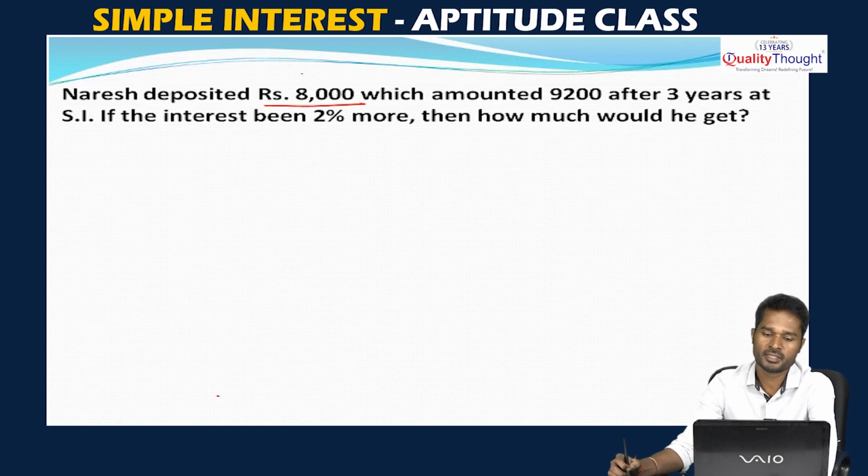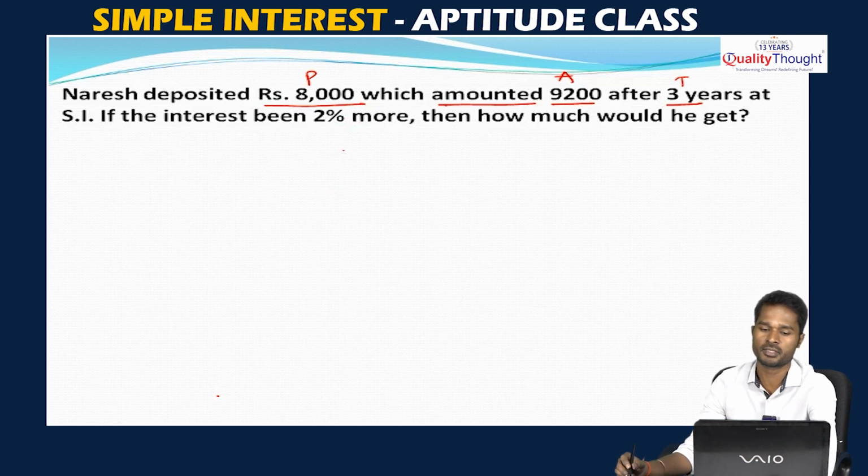As he deposited 8,000, this is the principal amount, which amounted to the total amount, and we have time period t at simple interest. If the interest had been 2% more, we do not know what the original interest is. If he gets 2% more interest, what is the total amount he is going to get?